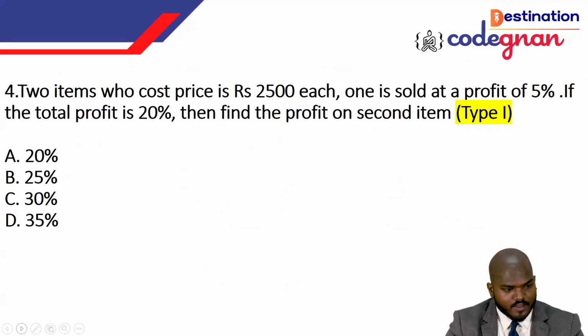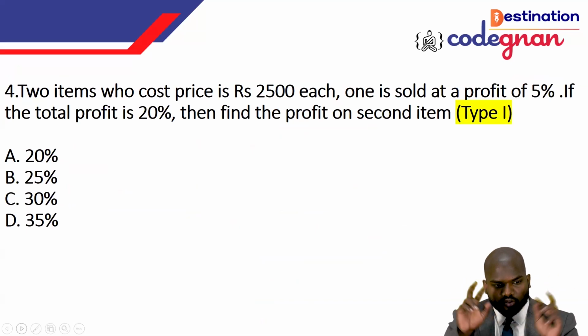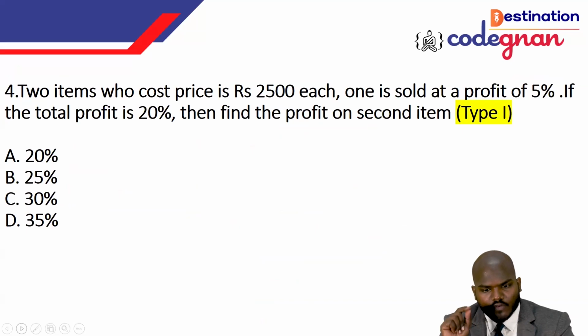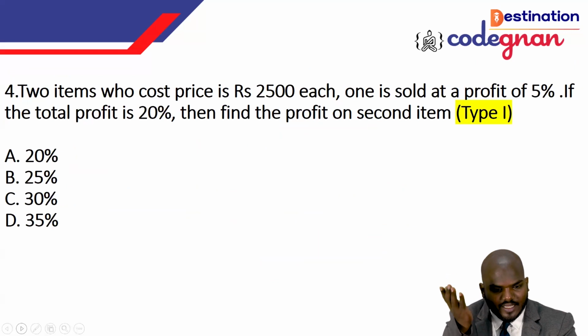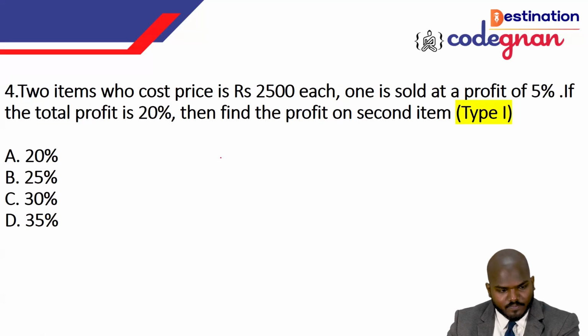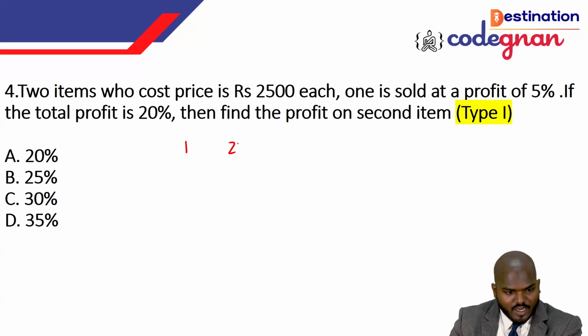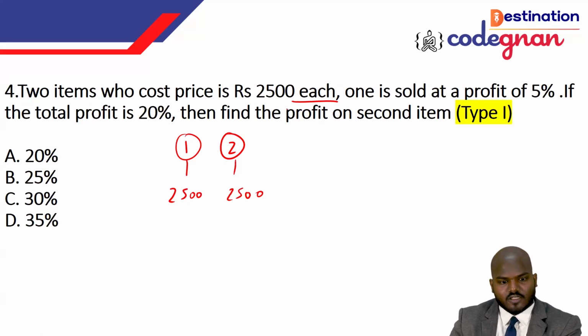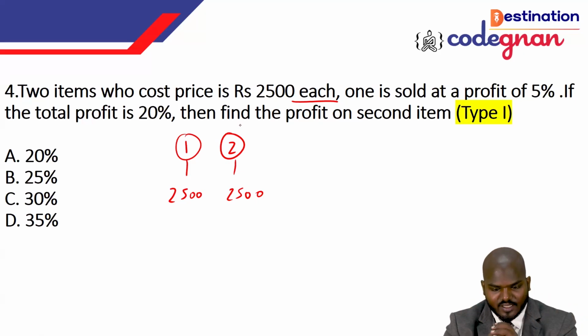Okay, now there are two items. The two items have a cost price of 2500 each. One is sold at a profit of 5%, and the total profit you get here is 20%. So there are two items, first item and second item. This is 2500 rupees, and this is also 2500 rupees. They are using the word each, which means each one costs 2500 rupees.